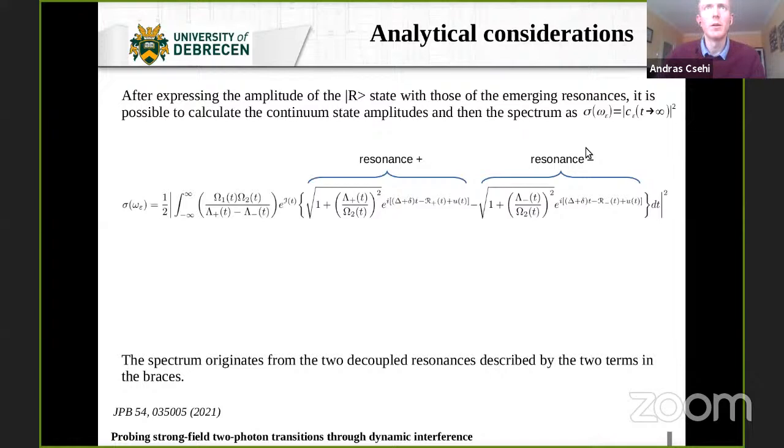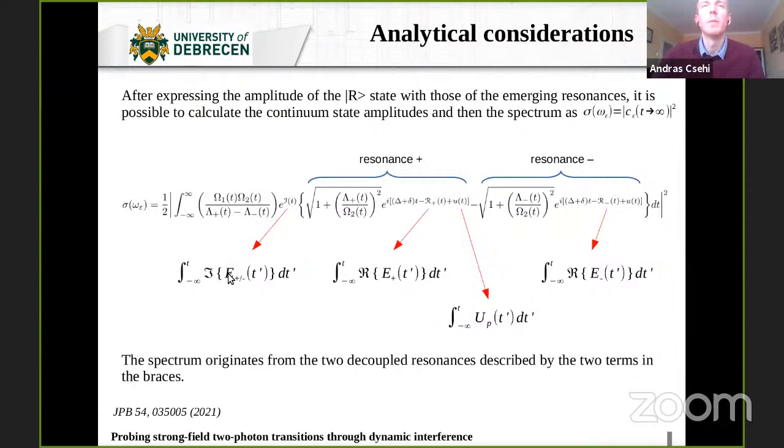Here we have, of course, the one- and two-photon frequencies, and this is the imaginary part of the resonance state energies integrated, the integral of the real part of the energies also here, and this small u is also an integral of the ponderomotive shift of the continuum levels. So this is the so-called analytical model, or the decoupled resonance picture model. I will refer to this later, and it is interesting to see how it compares to the three-state model results.